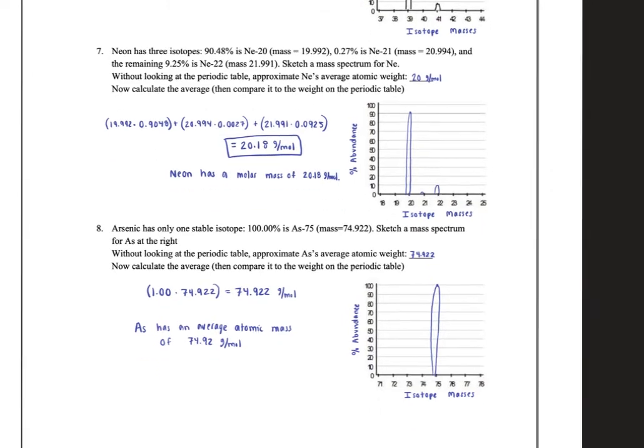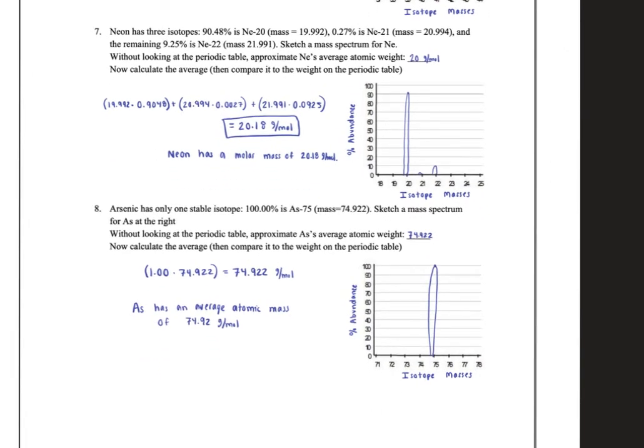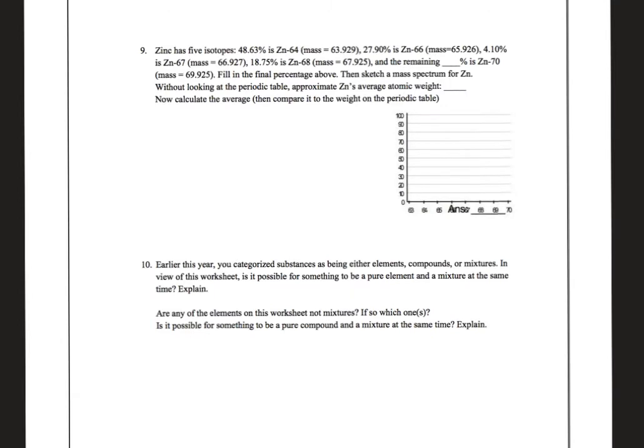Arsenic only has 1 isotope, so 100% of arsenic has a mass of 74.922. So I drew my 1 peak all the way up to 100 at that mass of 74.922, almost 75. And we're just going to take 100% times that, so we know that the average atomic mass is the same as the weight of this 1 isotope. Let's take another 2 minutes to try question 9 and 10. So set your timer for 2 minutes. You can label your axes. This is percent abundance. This is isotope masses. So again, 2-minute timer to do 9 and 10.